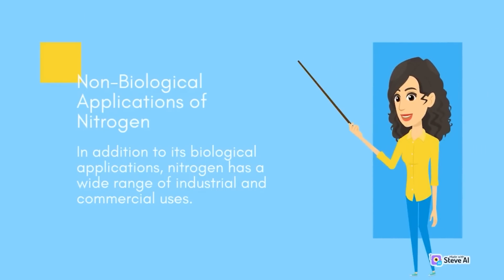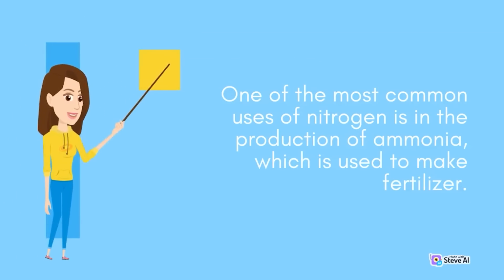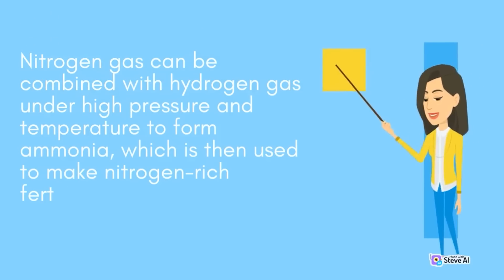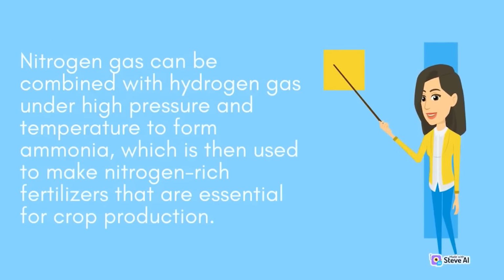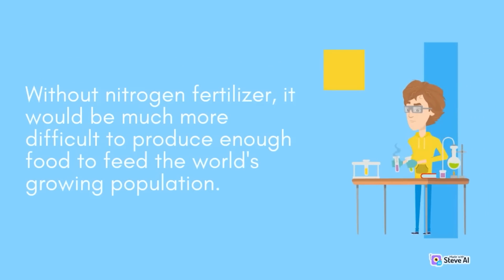Non-biological applications of nitrogen. In addition to its biological applications, nitrogen has a wide range of industrial and commercial uses. One of the most common uses of nitrogen is in the production of ammonia, which is used to make fertilizer. Nitrogen gas can be combined with hydrogen gas under high pressure and temperature to form ammonia, which is then used to make nitrogen-rich fertilizers that are essential for crop production. Without nitrogen fertilizer, it would be much more difficult to produce enough food to feed the world's growing population.